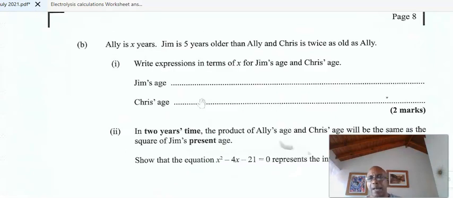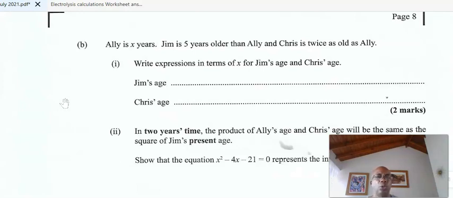Question 2, part B. The question reads, Ali is x years. Jim is 5 years older than Ali, and Chris is twice as old as Ali. Part 1, write expressions in terms of x for Jim's age and Chris's age.